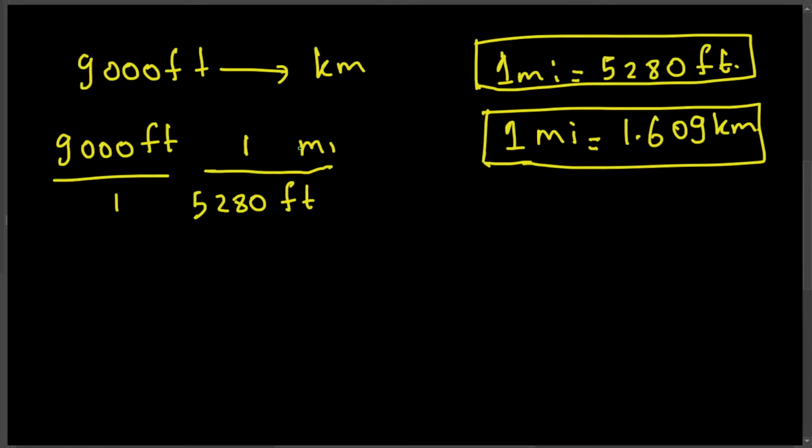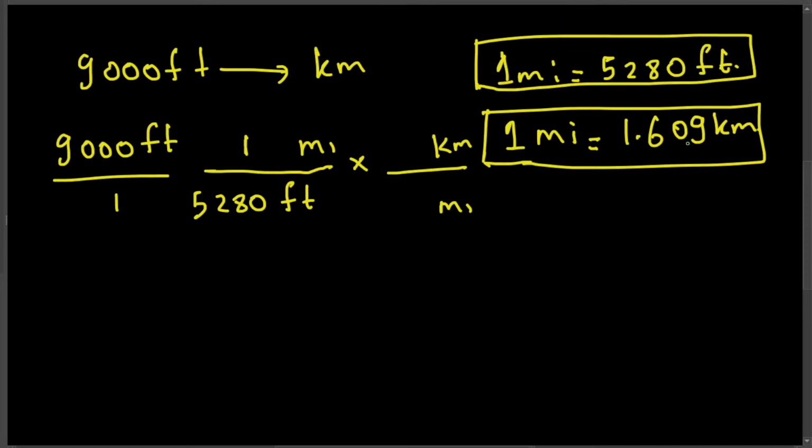Now we want to convert this mile into kilometer. To convert this mile into kilometer, we have to cancel this mile. So I put the mile in the denominator, and the final answer should be kilometer, so I put the kilometer in the numerator. So here, what is the kilometer given?